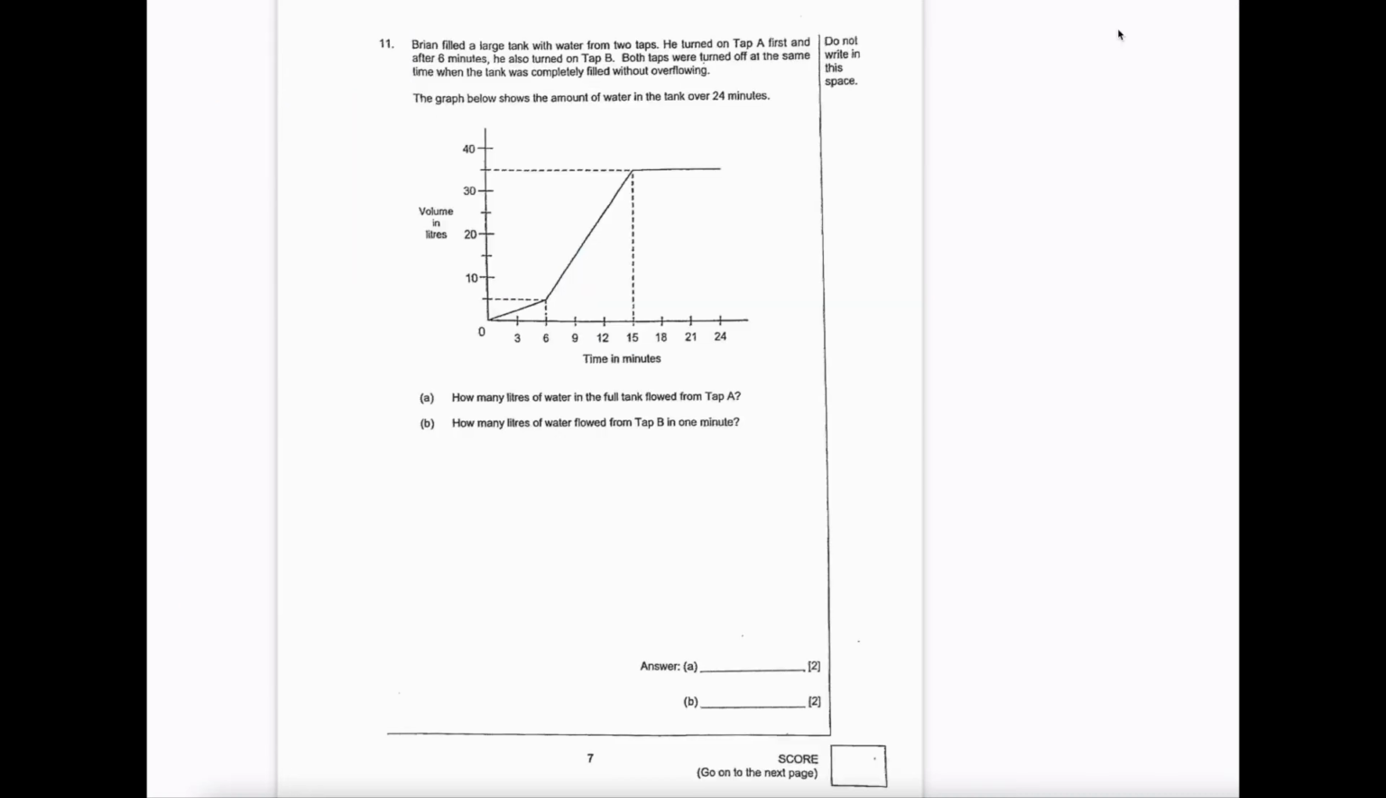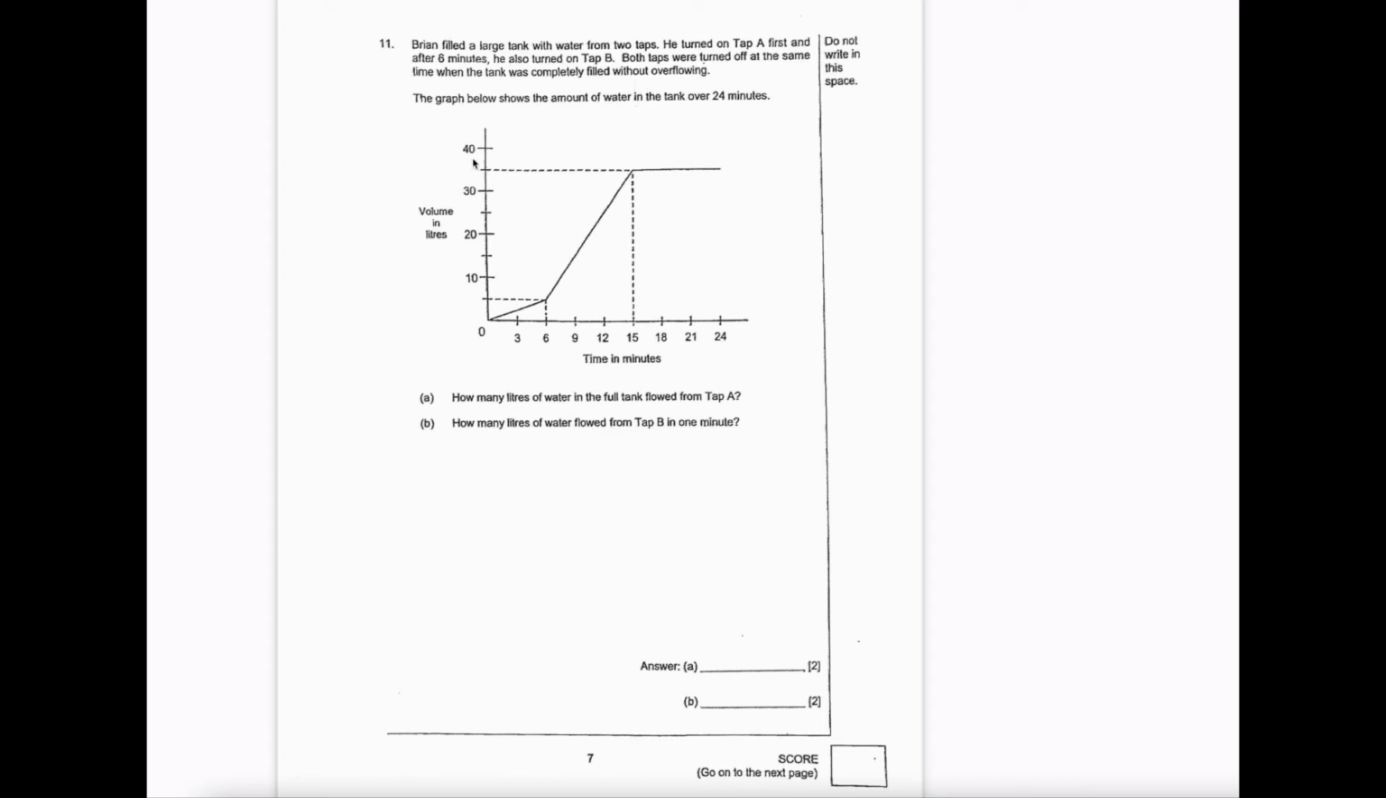11. Brian filled a large tank with water from 2 taps. So the 2 taps are tap A and tap B. Tap A was turned on first, and it was turned on for 6 minutes before I turned on tap B. So when the 6 minutes starts, both taps are on. But from the first minute to the 6th minute, only tap A was on. Both taps were also turned off at the same time when the tank was completely filled without overflowing.